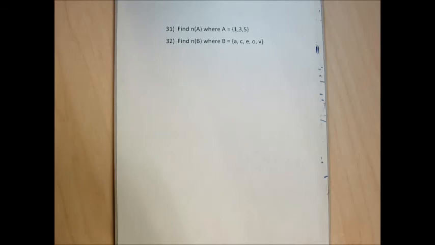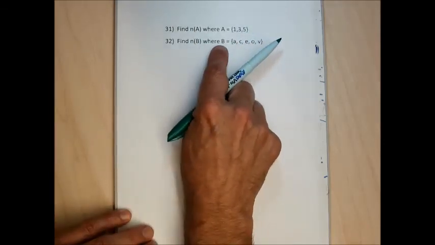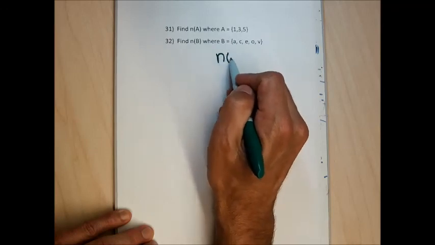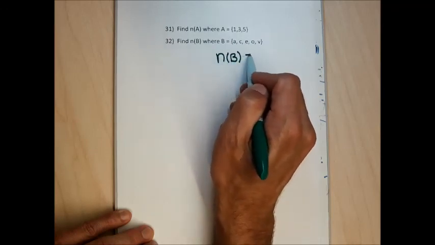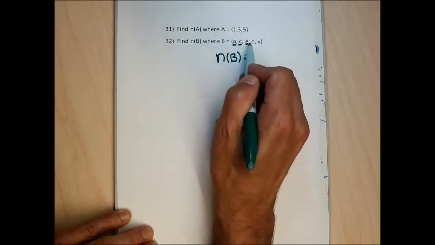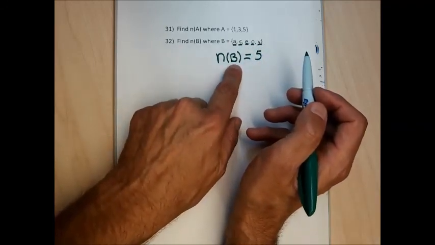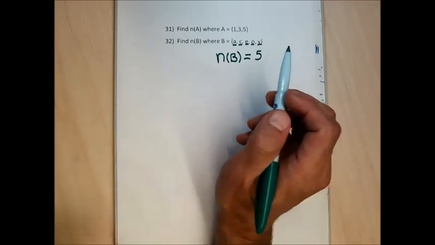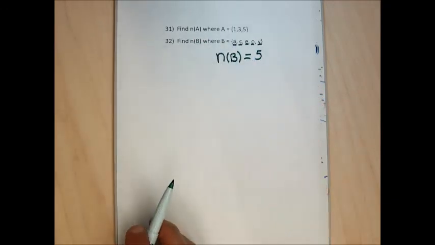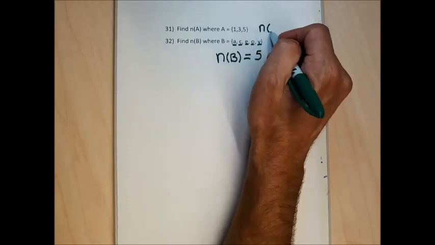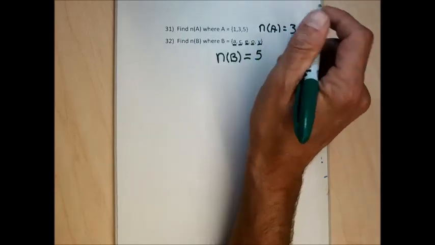All right, find the number of elements in set B where B equals the set A, C, E, O, and V. I know the number of elements in set B is going to be 1, 2, 3, 4, 5, because there are 5 elements in set B. For my answer to 32, I'm just going to say the number of elements in set B is 5. For your 31, the number of elements in set A is going to be 3.